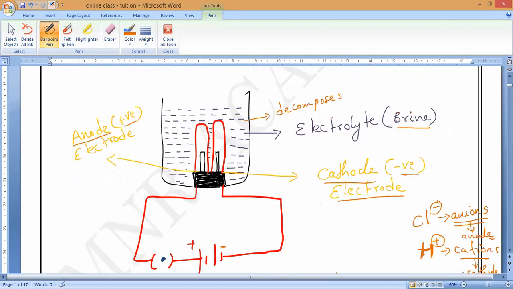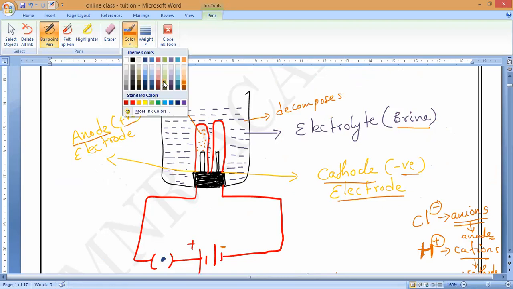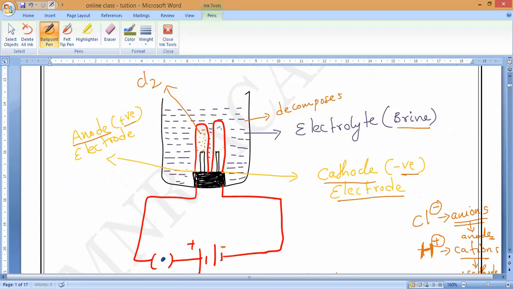Note it down. So in this beaker, at the positive electrode, the anode, which gas will collect? We will collect chlorine gas. And in this beaker, what should we collect? Hydrogen gas. That is what you have to remember. This is chlorine gas and this is hydrogen gas.